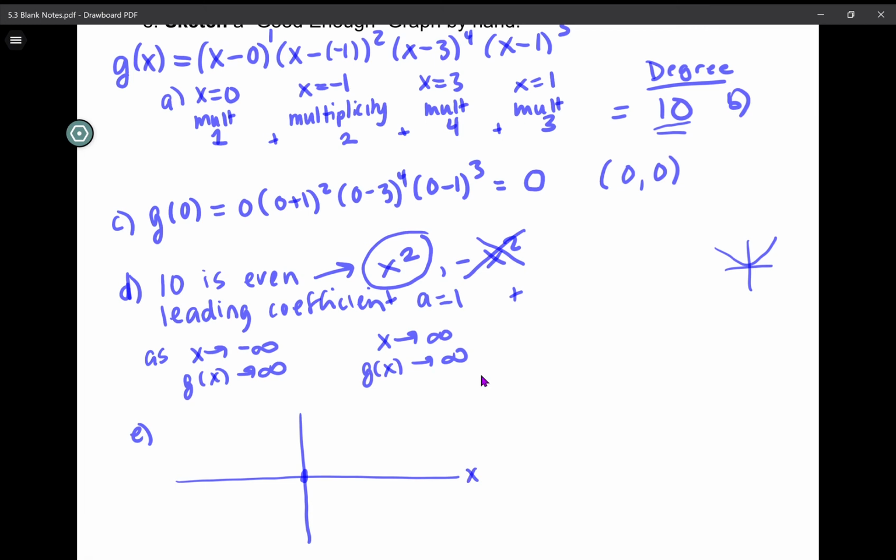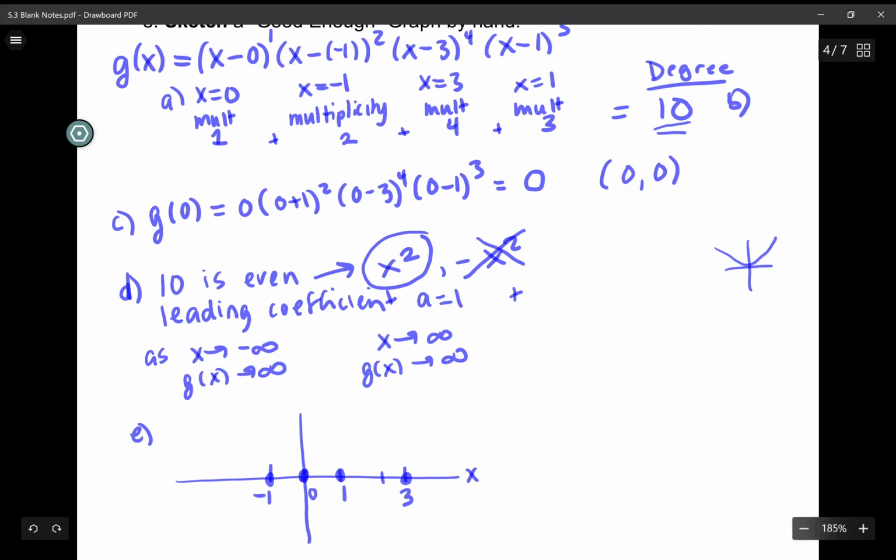I have x equal to negative 1, and that's a multiplicity 2. I'll remember that in a second. x equals 3, that's a multiplicity 4, and x equals 1, that's a multiplicity 3. So x equals negative 1, 3, 1, and 0. I don't want to miss any there. All right, so what goes on in between these?